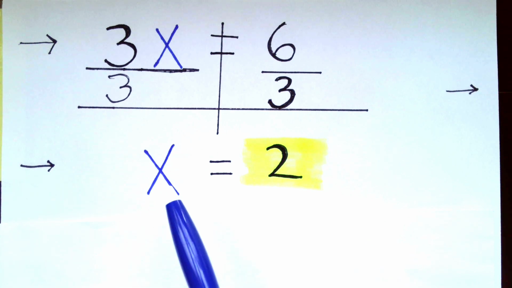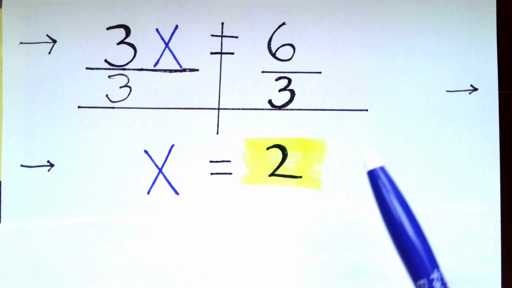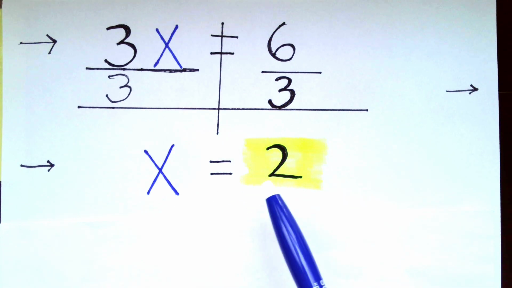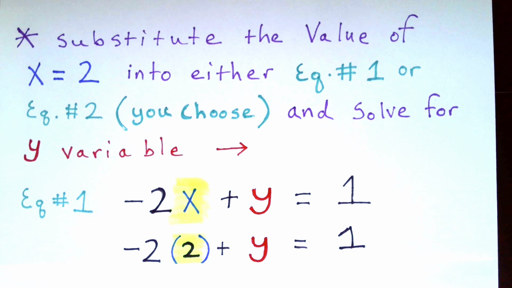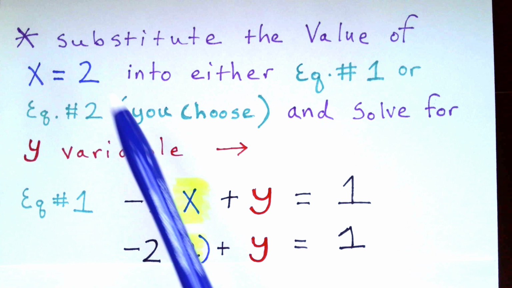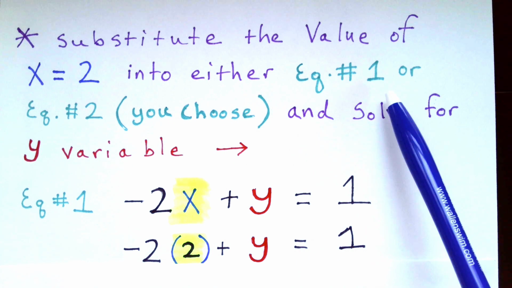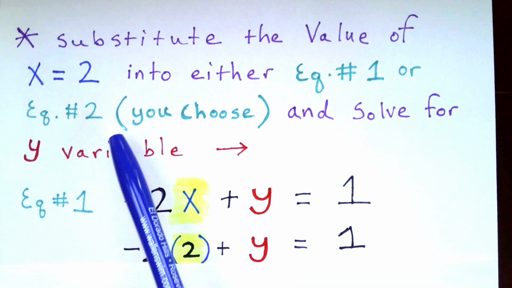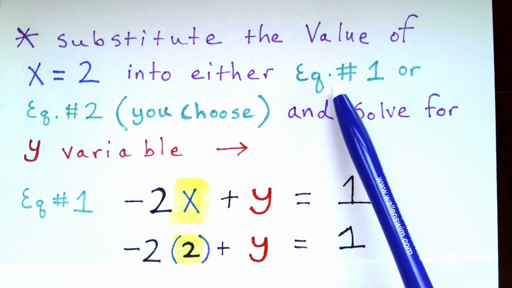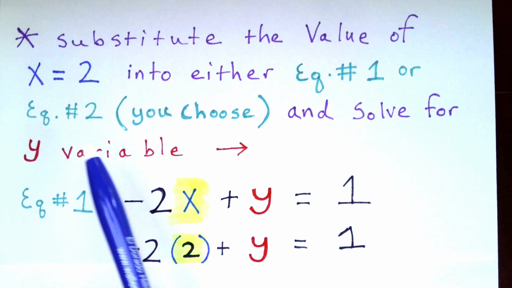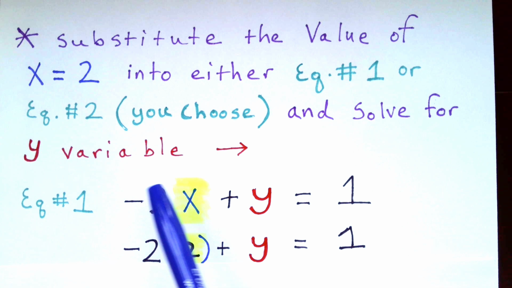Now we have the value, since this is a stop and pause, we have the value of x. What do you do now you know what the value of x is equal to? All right, so now you know the value of x equals 2. You want to substitute the value of x, which is 2, into either equation number 1 or equation number 2. You choose. Okay, again, that's the original equation number 1, the original equation number 2. You can choose and then solve for the y, the variable.